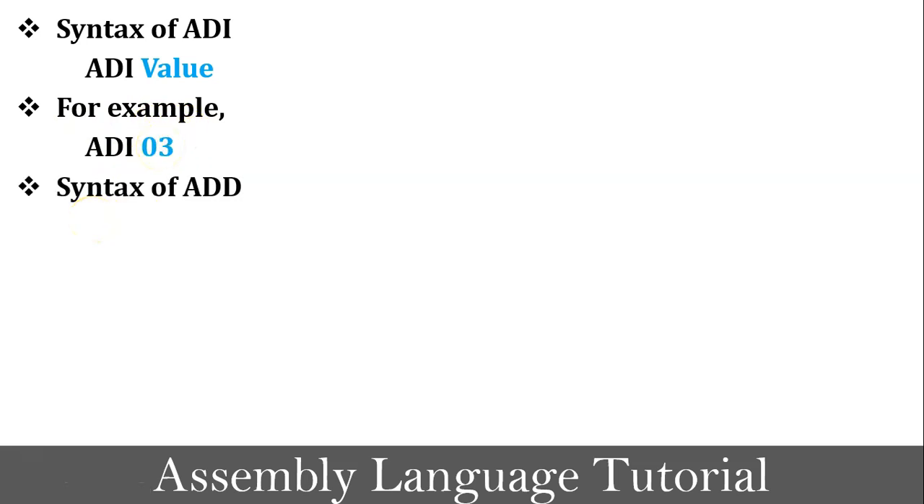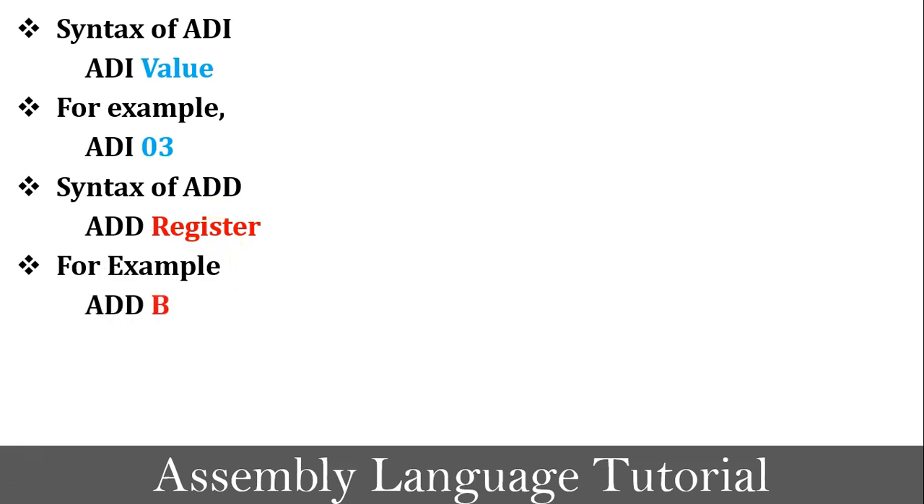Next, the syntax of the ADD instruction is ADD and then the register. So how can we write this ADD instruction in programming? For example, ADD B. It means the content of register B is added with the content of the accumulator, and the final result is stored into the accumulator. So this is all about the syntax of the ADI and ADD instructions.